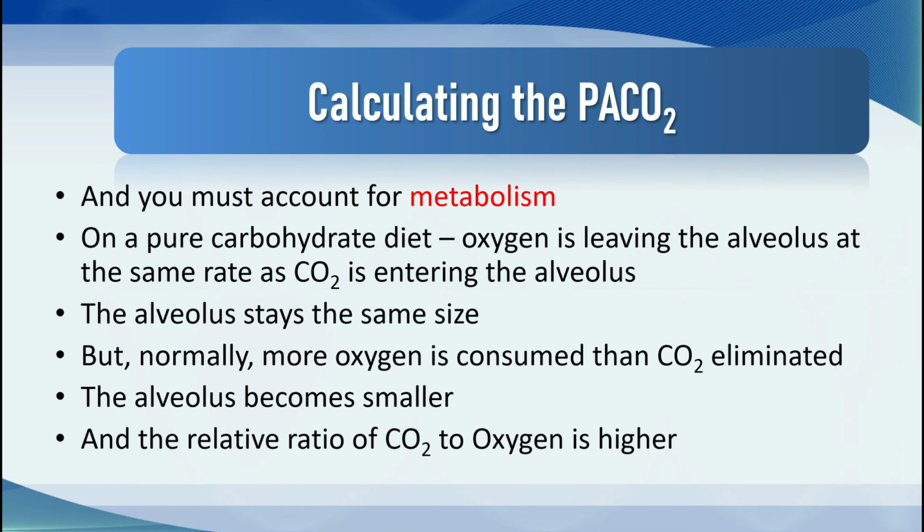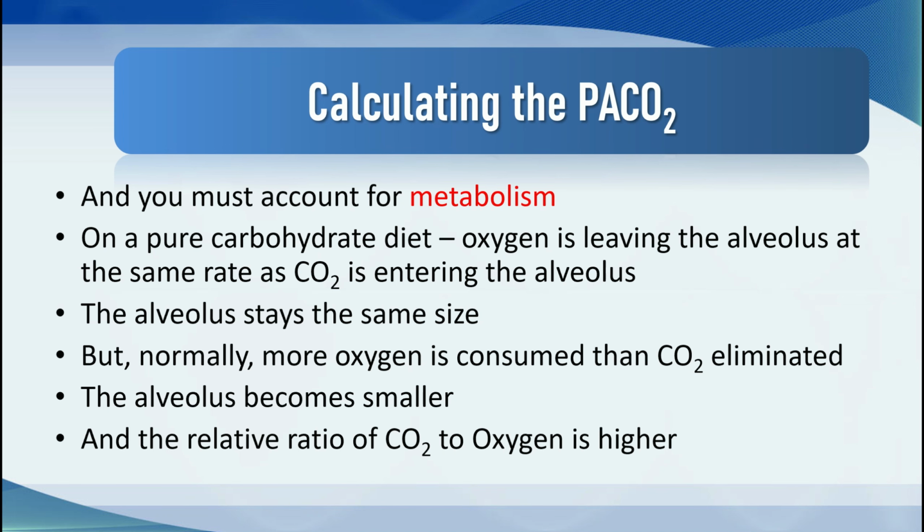On a pure carbohydrate diet, oxygen is leaving the alveolus at the same rate as carbon dioxide is entering the alveolus. The alveolus stays the same size. But normally, more oxygen is consumed than CO2 is eliminated. The alveolus becomes smaller, and the relative ratio of carbon dioxide to oxygen is higher.